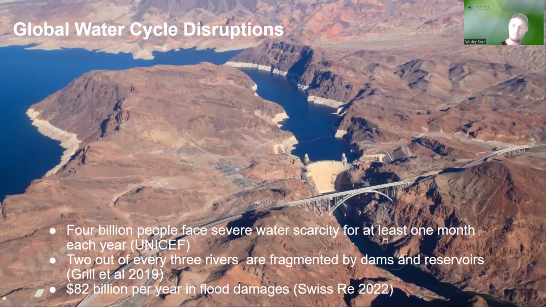2 out of every 3 rivers on the planet are fragmented by dams and reservoirs. And we see about $82 billion per year in flood damages. Flood damages actually constitute the highest natural risk when we look at what is the cost of compromising these systems.